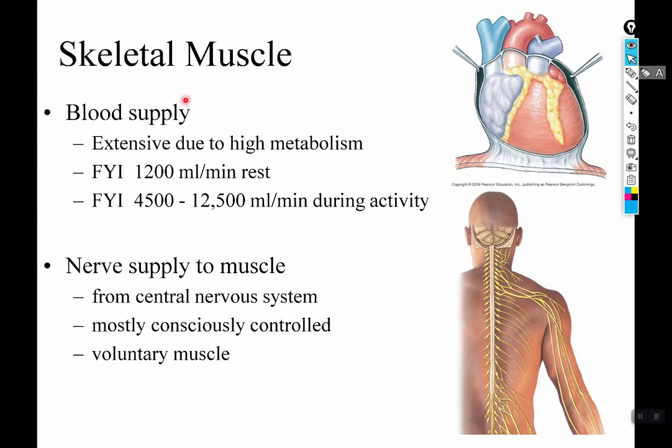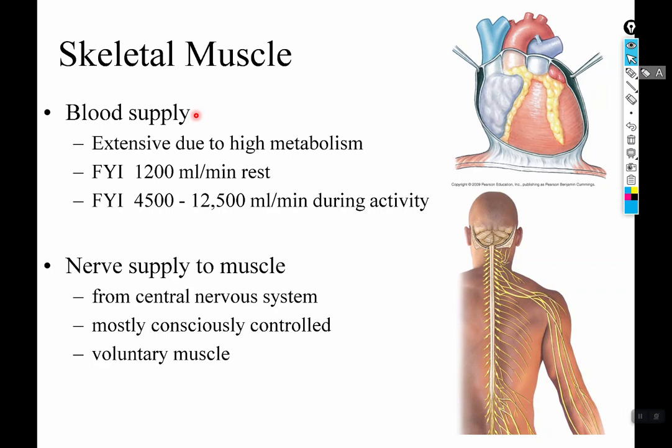So your skeletal muscle gets a lot of your blood supply. If you were operating under the assumption that all of your body organs and tissues get the same amount of blood, it may surprise you to learn that that's not actually true. There are cells and tissues that are very greedy for oxygen and nutrients because they have a high metabolism. Nervous tissue and muscle tissue are pretty high up there.